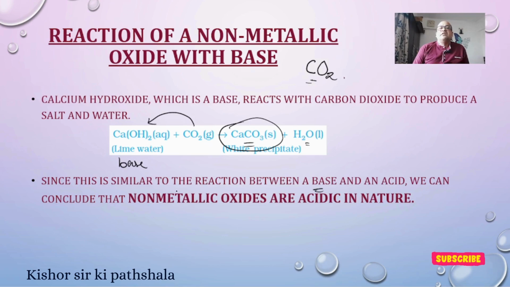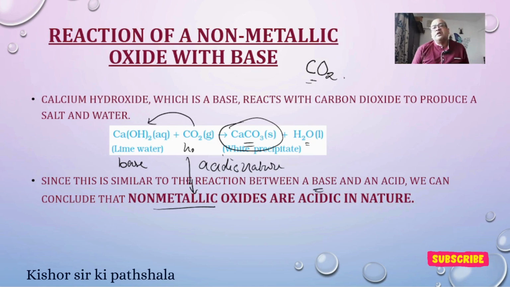Since this is similar to the reaction between a base and an acid, we can conclude that non-metallic oxides are acidic in nature. So today we have understood why non-metallic oxides are acidic in nature and metallic oxides are basic in nature. All these reactions we have seen today, so I'm sure you have understood today's topic.